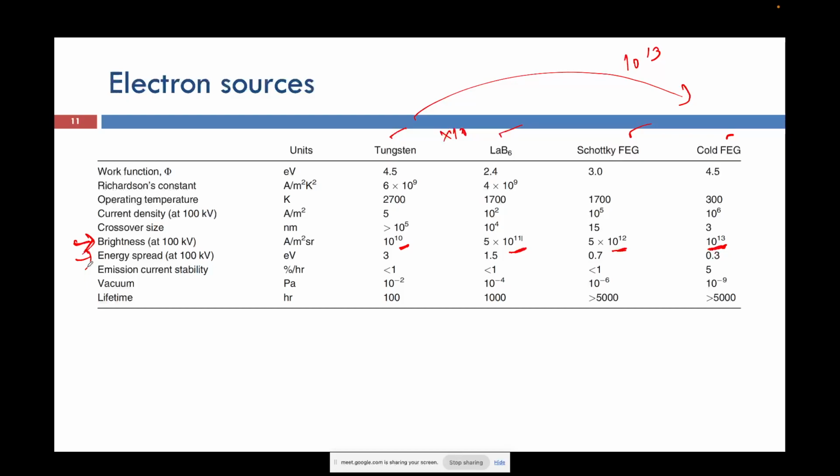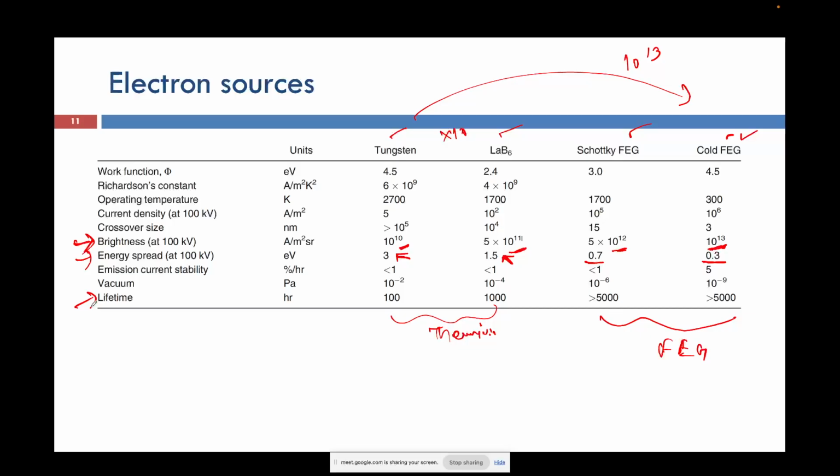So here, in the case of tungsten the energy variation is 3 electron volt, but in the case of LaB6 the energy variation is 1.5. Here 0.7, 0.3. See, 0.3 electron volt, right? So that is the reason people prefer the cold field emission gun. These are the thermionic sources, and these are the field emission guns. This is energy spread. And another thing you have to look at is lifetime. This table contains all the information.